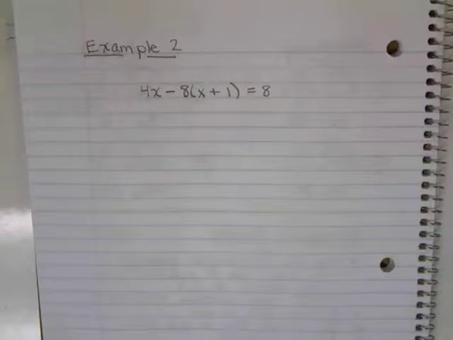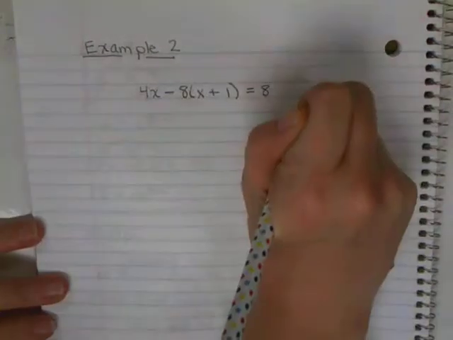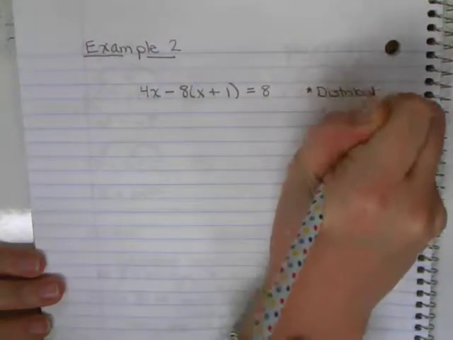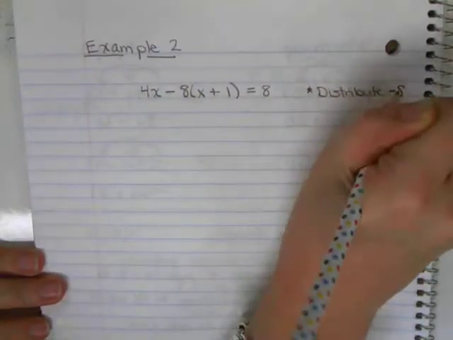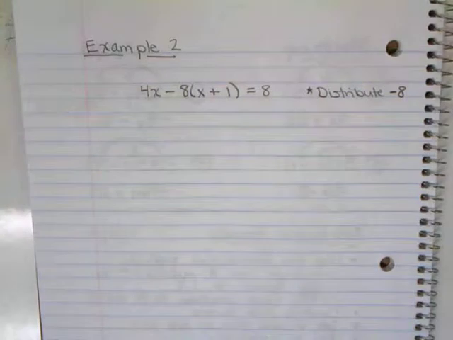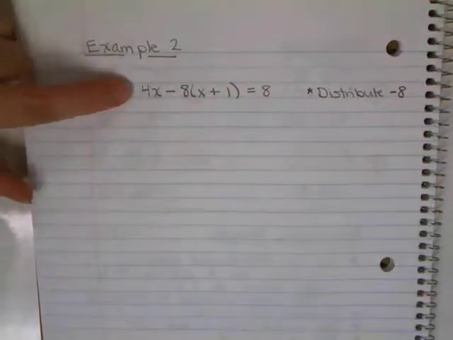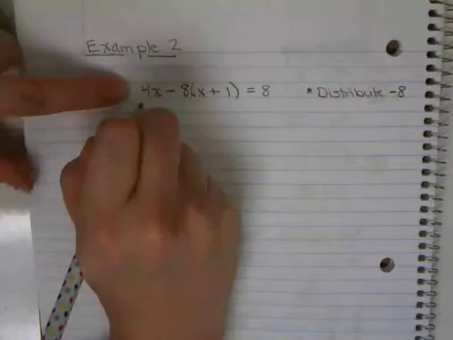Okay, so we're going to distribute the negative 8, and I'm going to write that over here on the side. Distribute negative 8. Am I distributing the negative 8 to the 4x? Am I distributing the negative 8 to the 8? No, I'm only distributing to what is right next to that negative 8 in parentheses. So am I changing this 4x at all? No, so I'm just going to rewrite it.